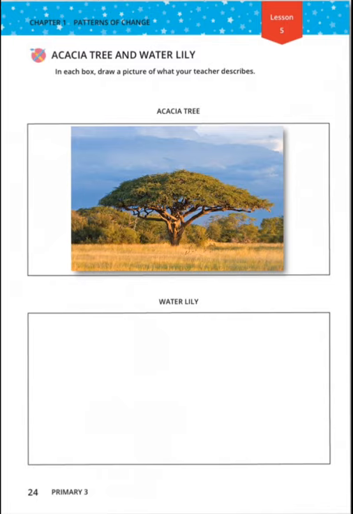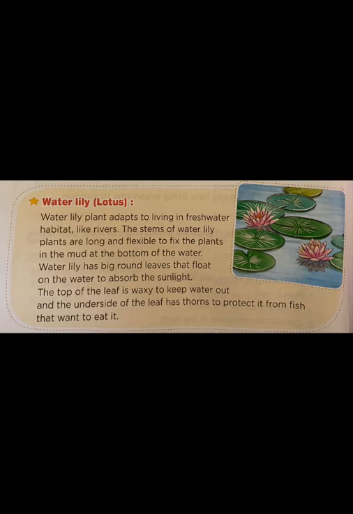Second plant we will talk about is water lily. Water lily has another name which is lotus. Water lily plant adapts to living in freshwater habitat like rivers. The stems of water lily plants are long and flexible to fix the plants in the mud at the bottom of the water. Water lily has big round leaves that float on the water to absorb the sunlight.